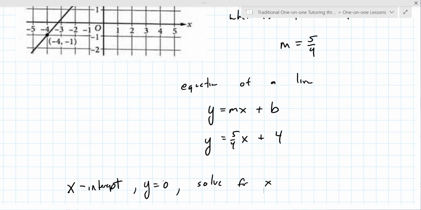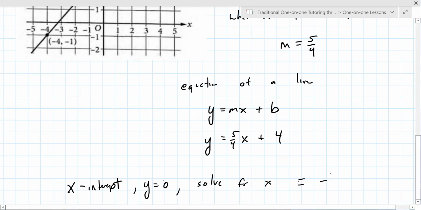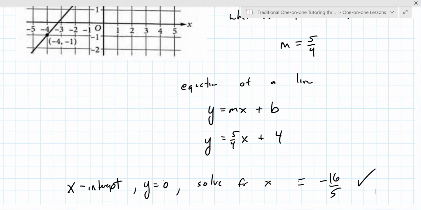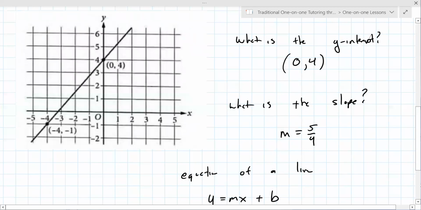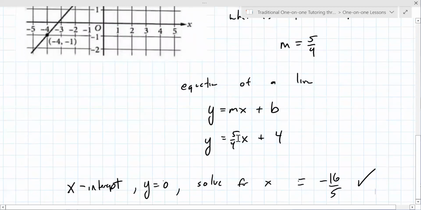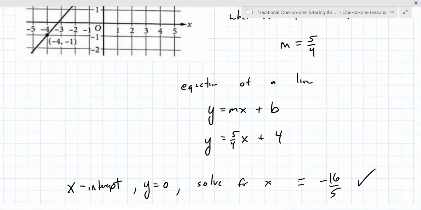-16/5. Yes. Very good. Okay. Any questions on that? Because we're going to use that information for the next couple of problems. Any questions on anything we did there? We found the y-intercept, we found the slope, we found the x-intercept after writing the equation of the line. I don't have any questions.